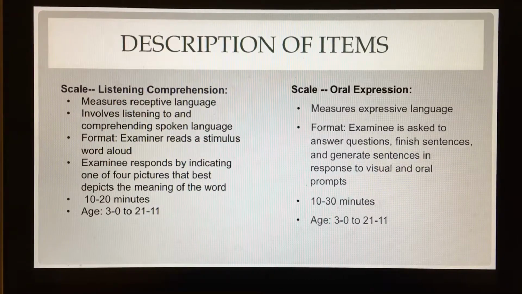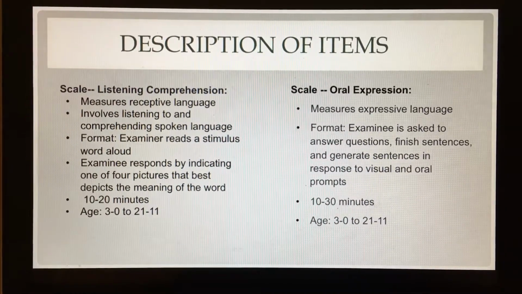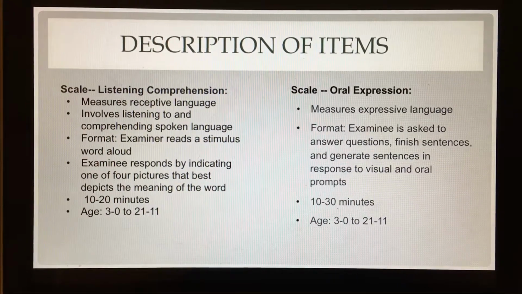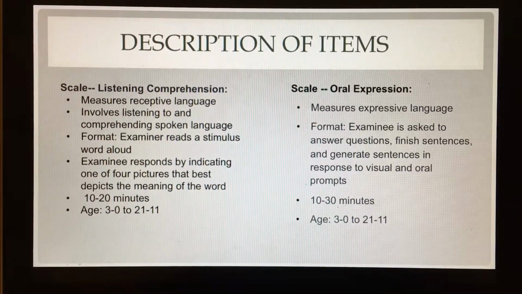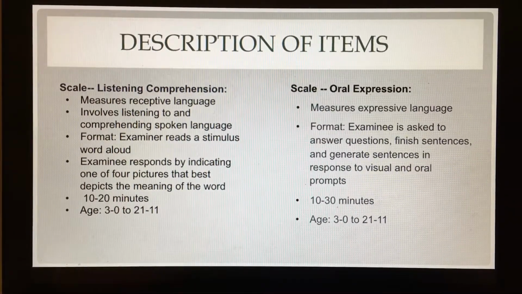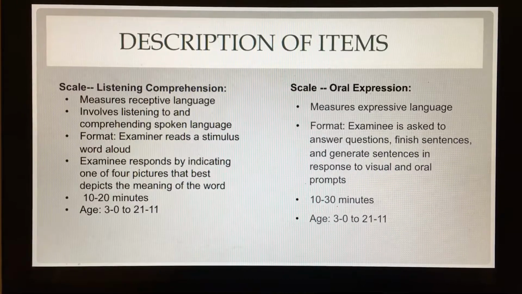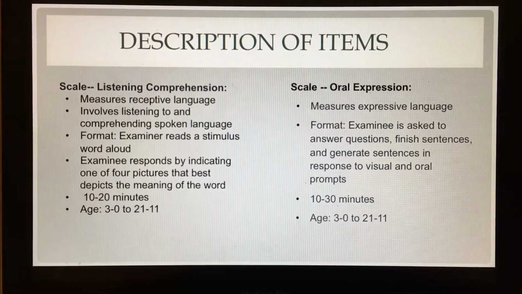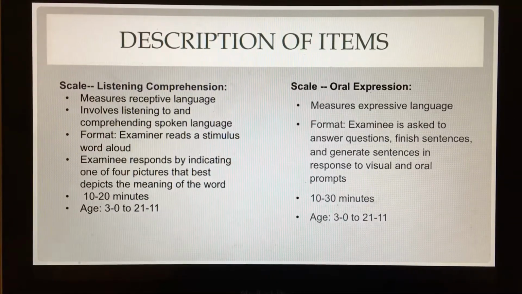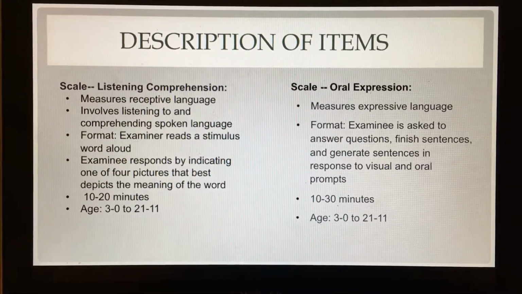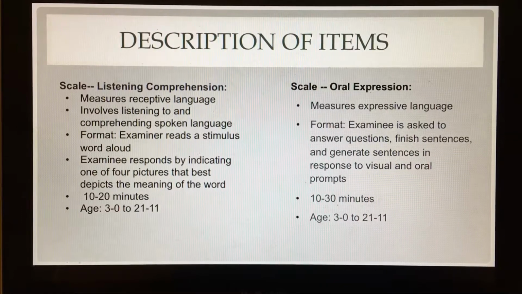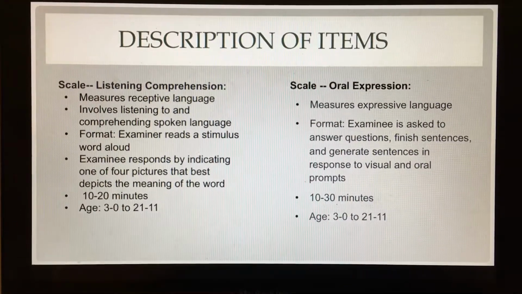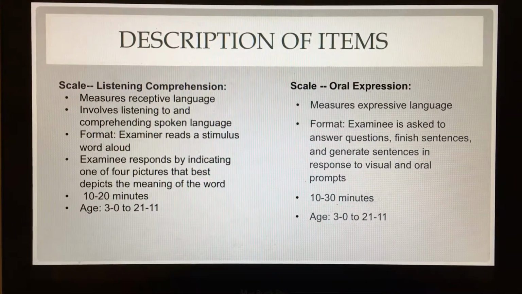So to give you a description of each of the scales that were just mentioned, the first scale is listening comprehension. It measures receptive language. It involves listening to and comprehending spoken language. The examiner reads a stimulus word aloud, and then the examinee responds, indicating one of 4 pictures that best depicts the meaning of the word. The administration time is around 10 to 20 minutes, and the ages for this section are 3 to 21 and 11 months.